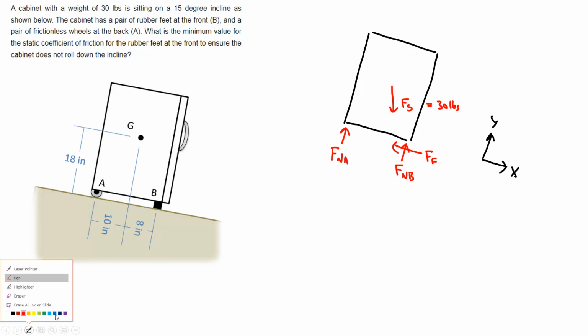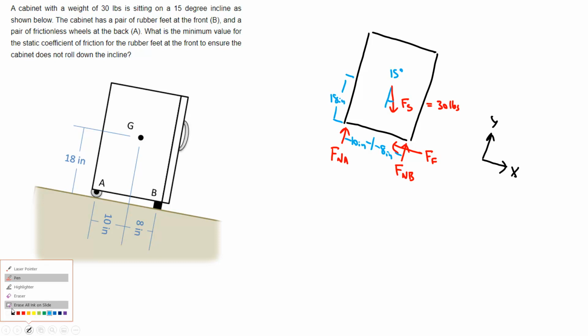All right, so next up I'm going to add some dimensions and angles. Everything lines up with x and y except for the gravity force. That gravity force is going to be 15 degrees off of the vertical, off of the y-axis. The center of gravity is going to be 10 inches from the back and 8 inches from the front, and it's going to be 18 inches from the floor. With that, we've got our free body diagram complete.